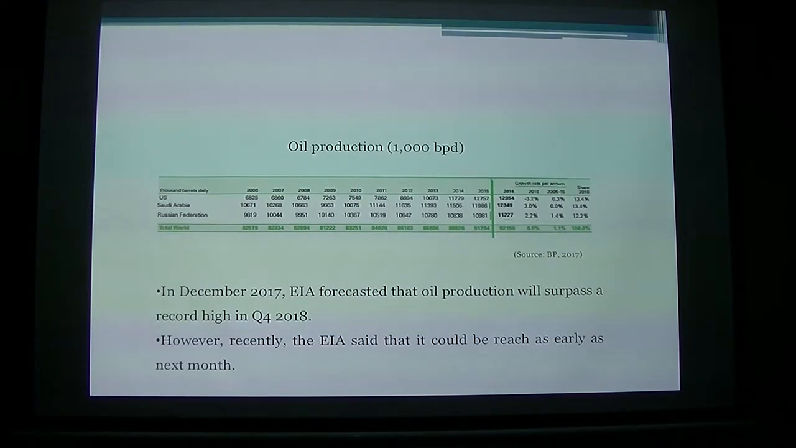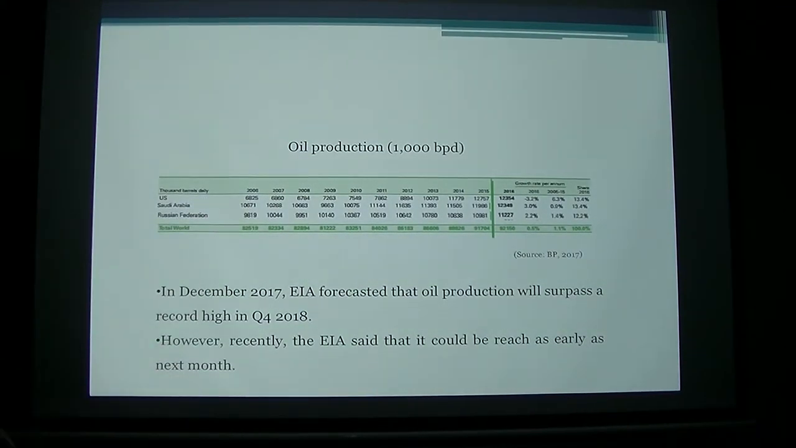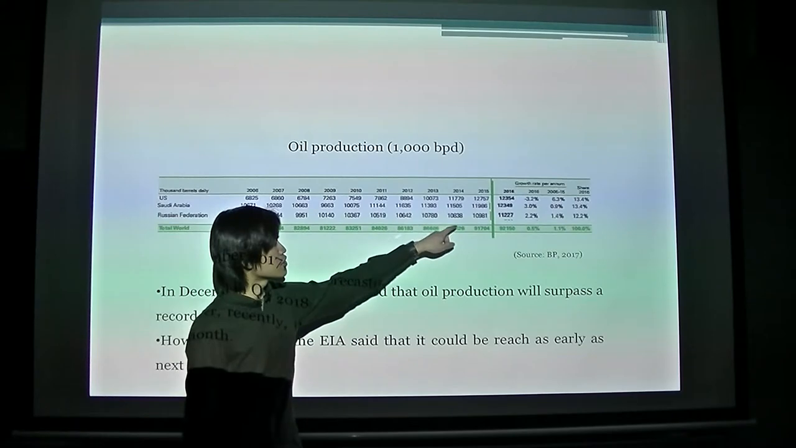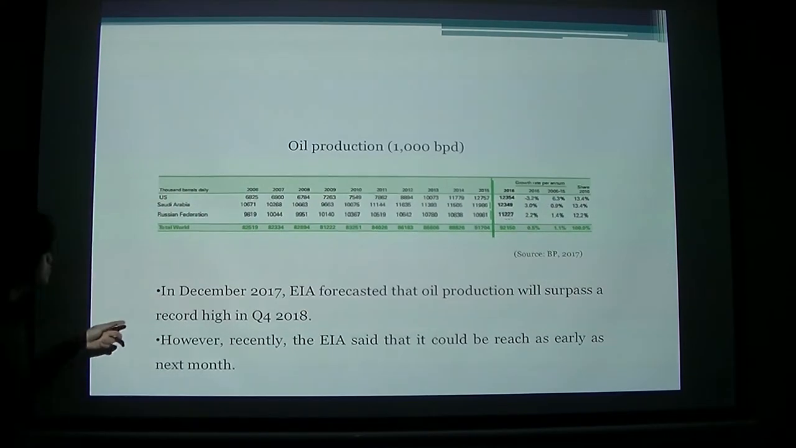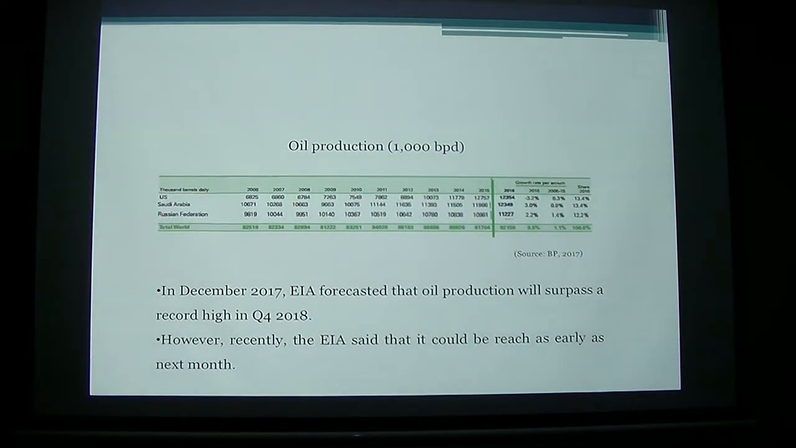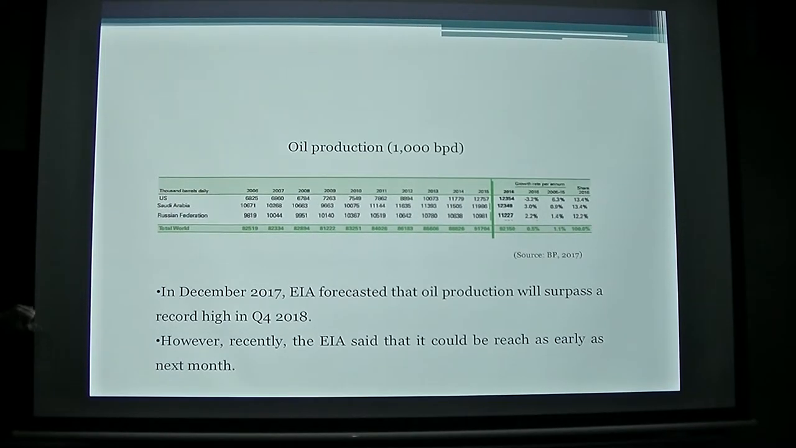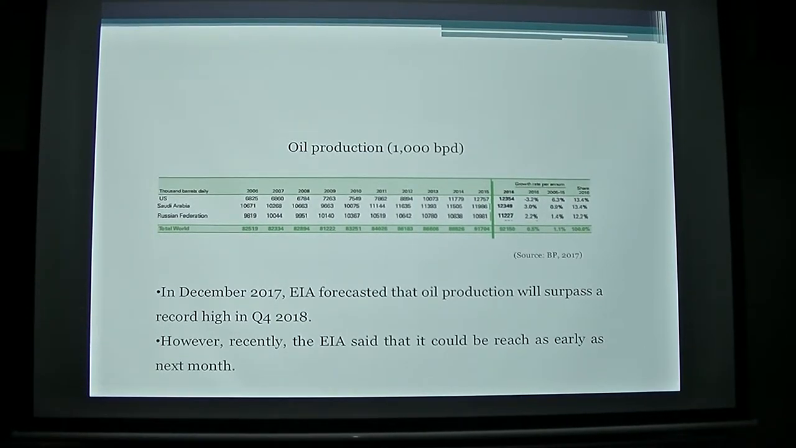This is the same as the previous data. I would just like to say that in the United States, as you can see, they are the highest producer. They have even surpassed Saudi Arabia and Russia. In December, it was forecast that they would surpass a record high in the fourth quarter of 2018. But what I read in this month's article is that it could be reached as early as next month, the oil production record high.